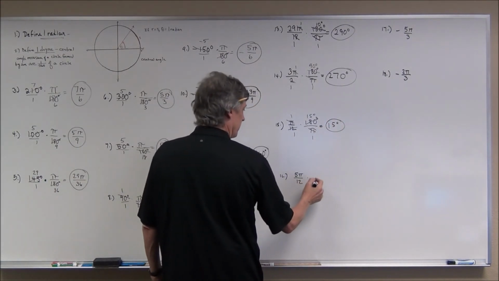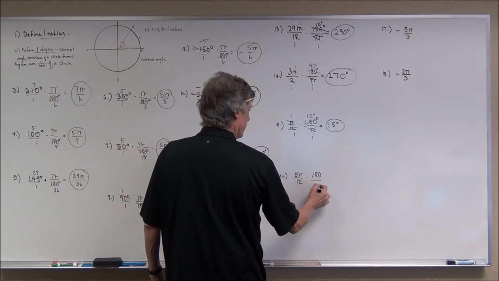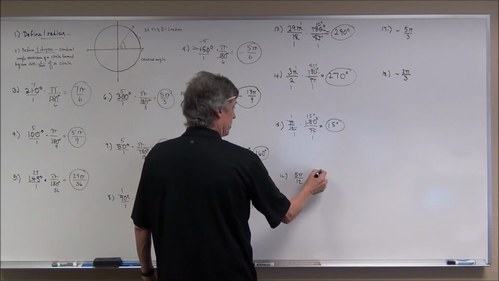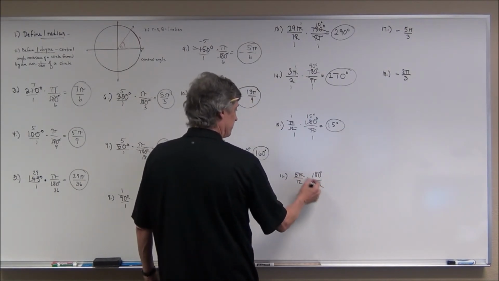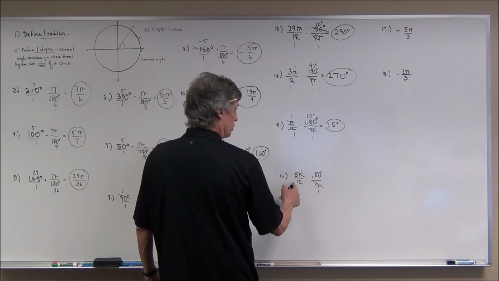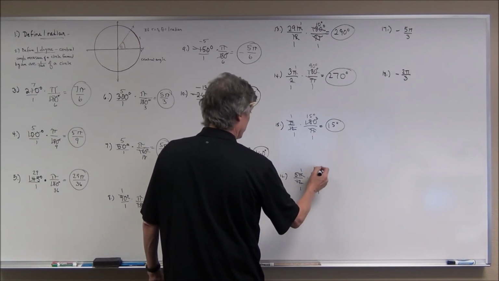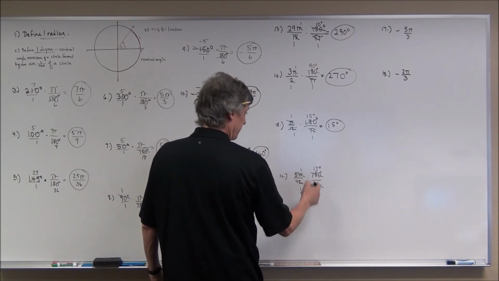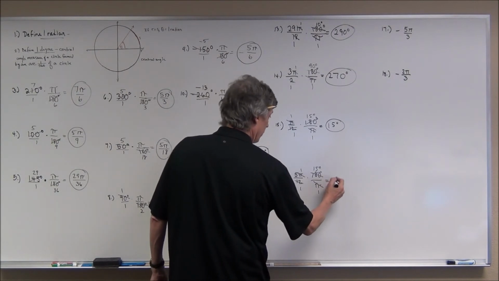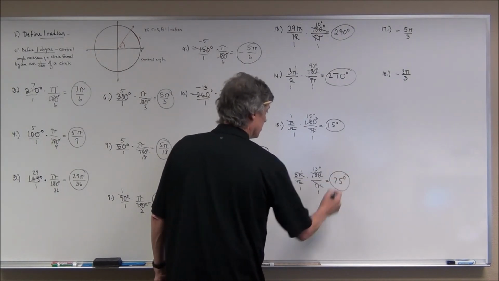Down here, times 180 all over pi. Okay, 180 degrees over pi. The pi's cancel. 12 goes into 12. I just did 12. 12 goes into 12 once. 12 goes into 180 degrees, 15 degrees. So it's 5 times 1 times 15. That's 75 degrees over 1, or 75 degrees.